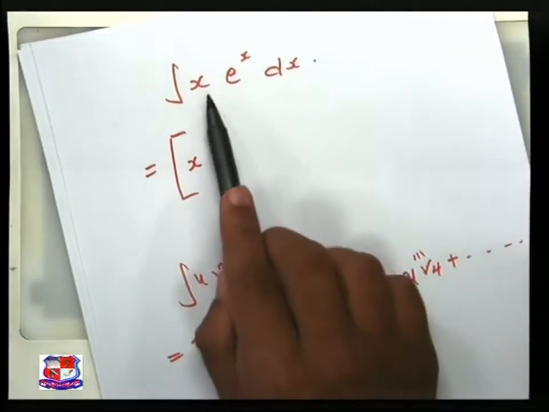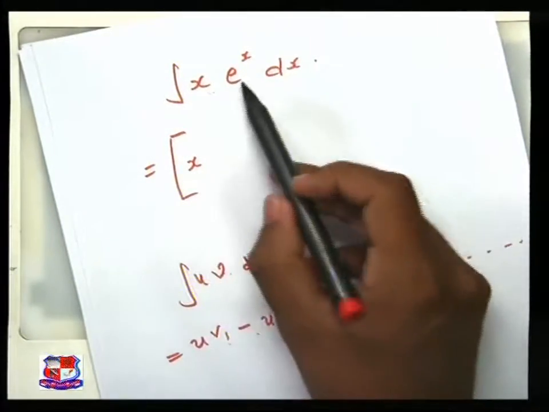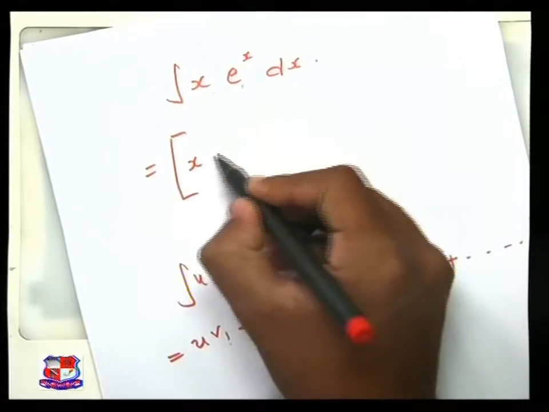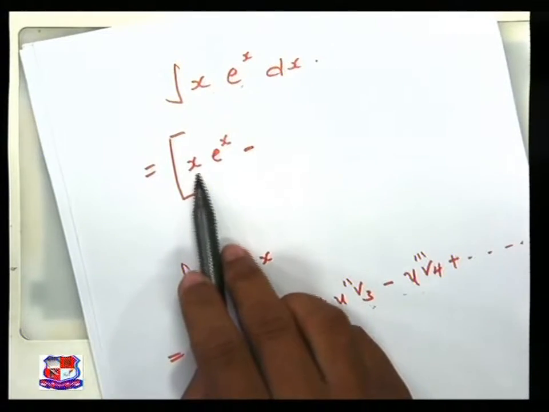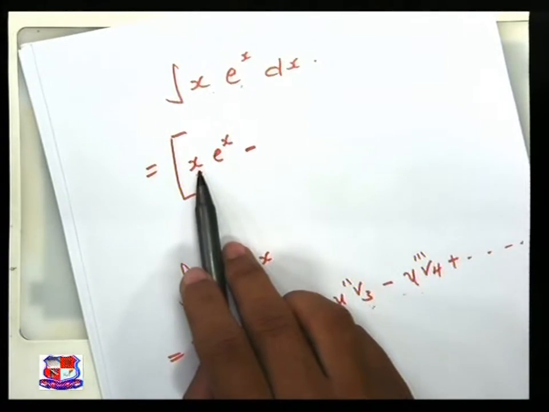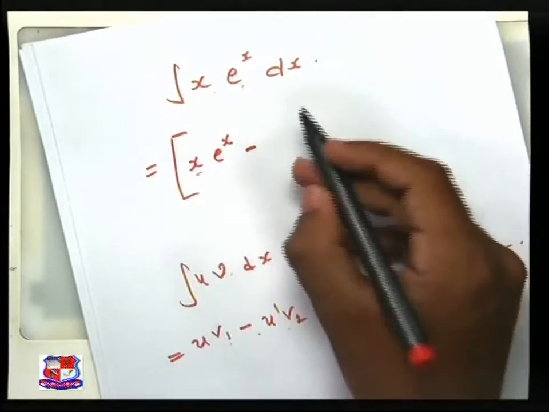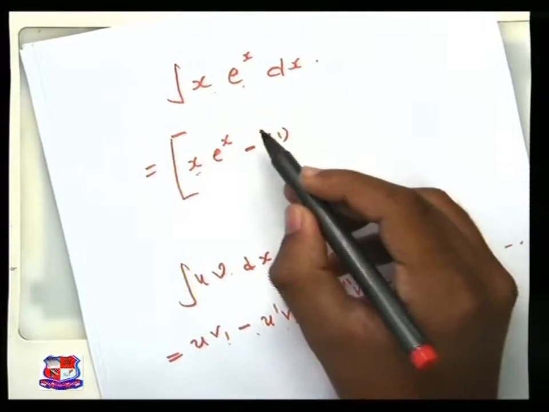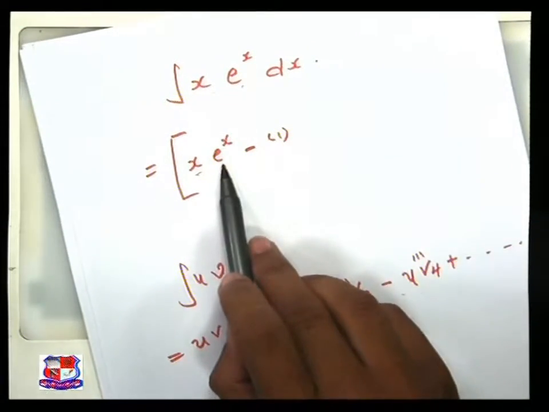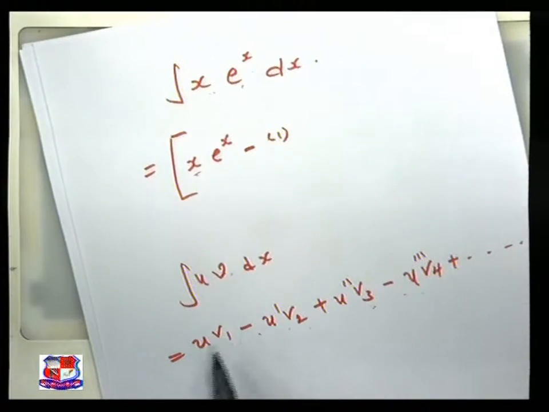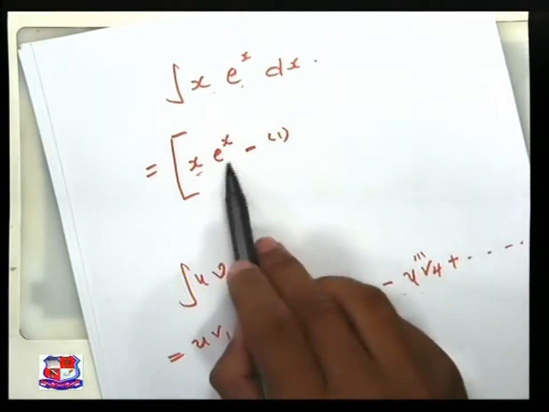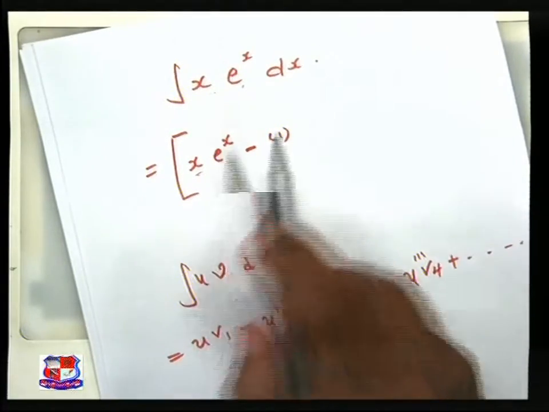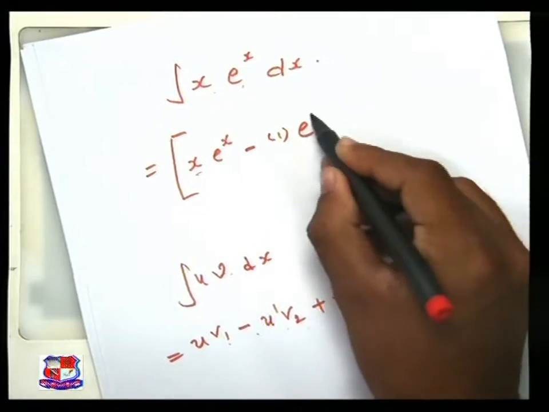So x is as it is, the integration of e raised to x is e raised to x, minus the derivative of x. This is our u, so the derivative of x is 1. And again v2 means the integration of v1. What is our v1? E raised to x. So the integration of e raised to x is e raised to x.